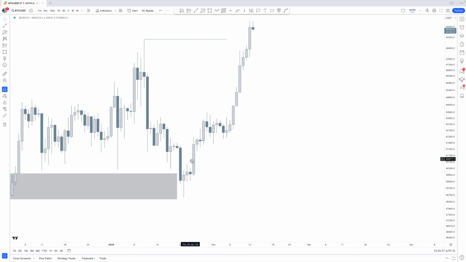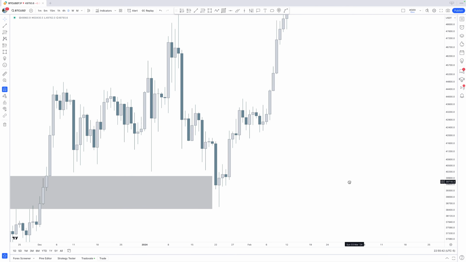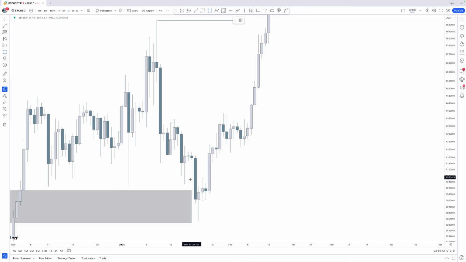So the second step after the PD array is fair value gap in. A fair value gap in right there is again the first part of our entry model. Then after we have that fair value gap in, it is depending on how that fair value gap acts, which is also quite important.